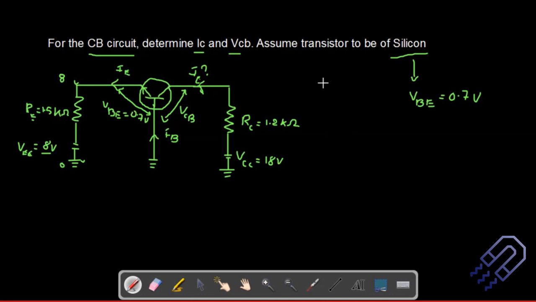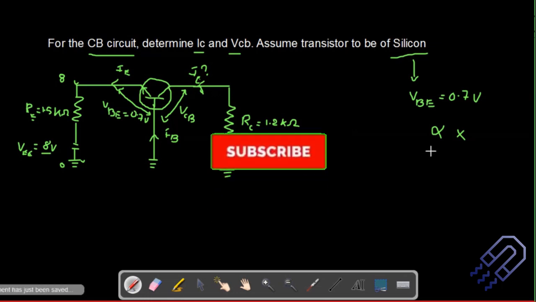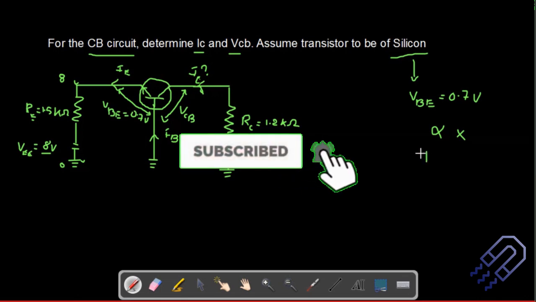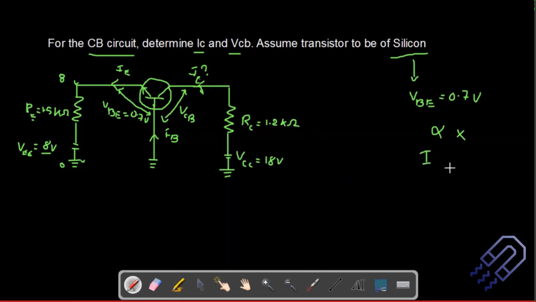One more logic is here: alpha is not given. So you really don't know how much would be the emitter current and how much different would be the collector current. So for all practical purposes, as I said yesterday, we can consider this emitter current to be almost equal to the collector current. So if you find out the emitter current, you can easily say what will be the collector current. On the collector side, we actually want to find out IC and we have got VCB.